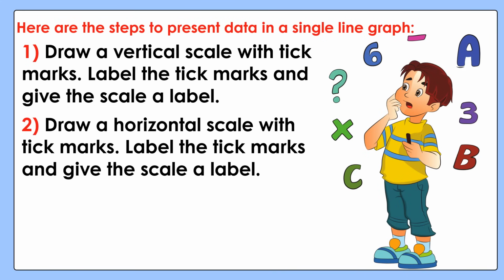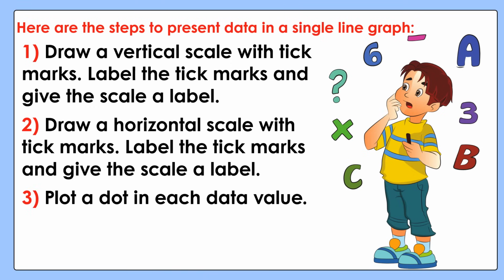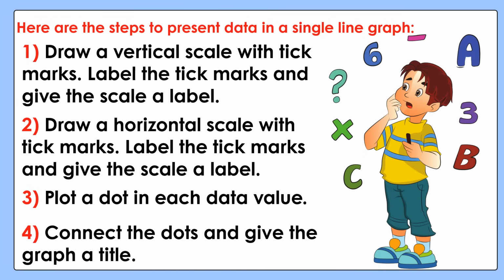Second, draw a horizontal scale with tick marks. Label the tick marks and give the scale a label. Third, plot a dot in each data value. And fourth, connect the dots and give the graph a title.